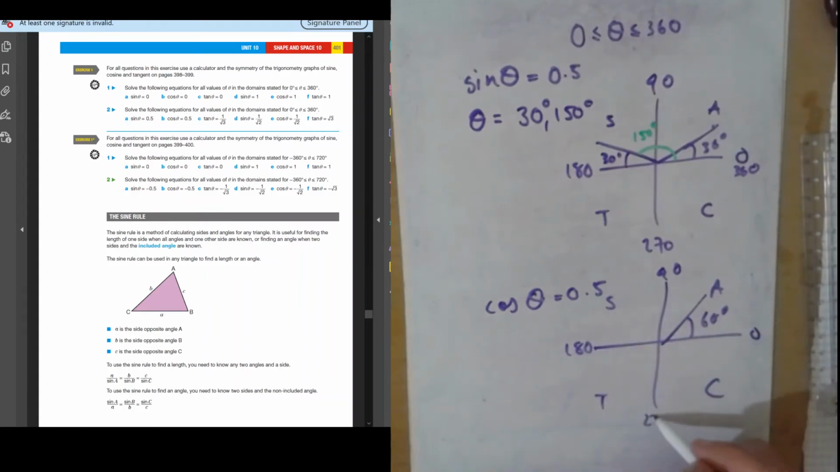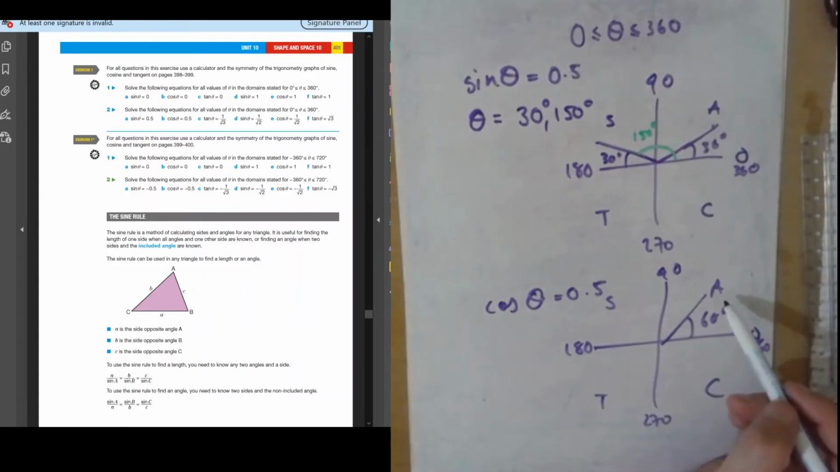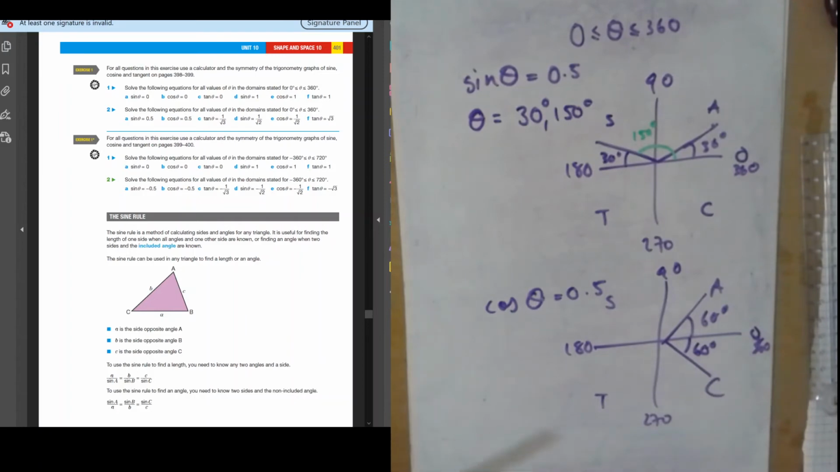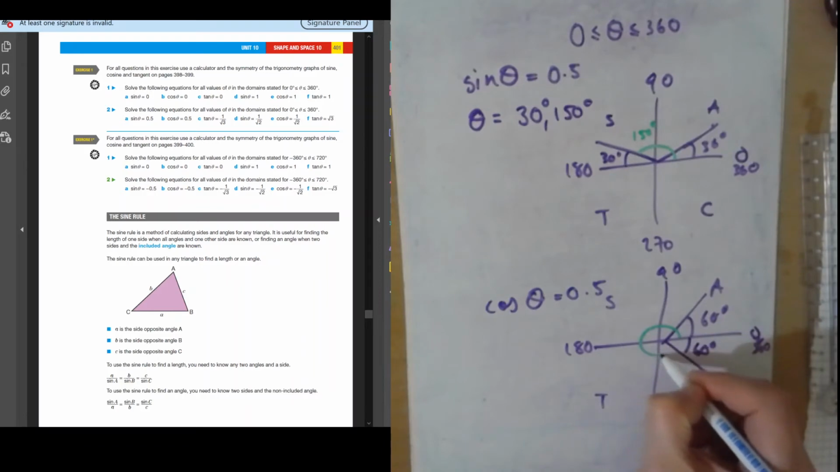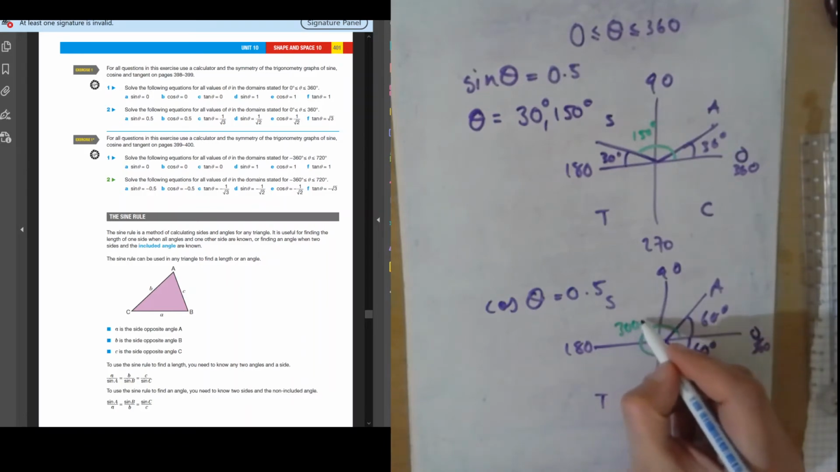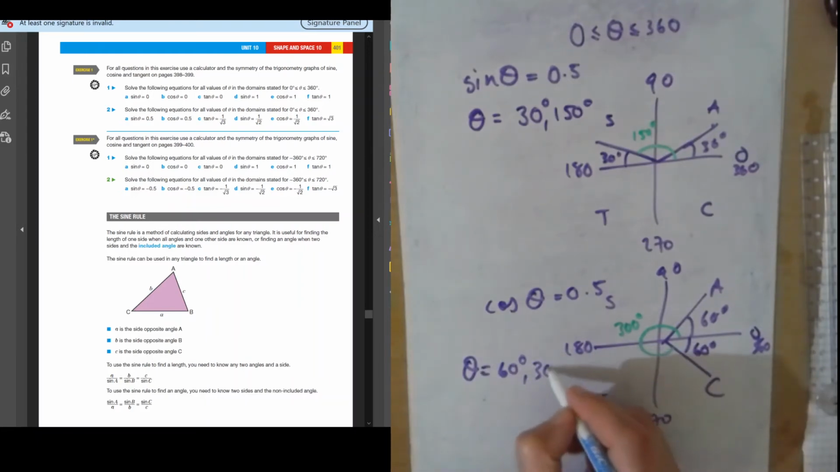Because cosine is positive in there, I need to find the other quadrant where cosine is also positive, which is this one just down here. So I need to draw 60 degrees to the horizontal again. But obviously this 60 degrees is not my angle. The angle will be all the way from 0 to over here, which is 300 degrees. So my answers are theta is 60 degrees or 300 degrees.